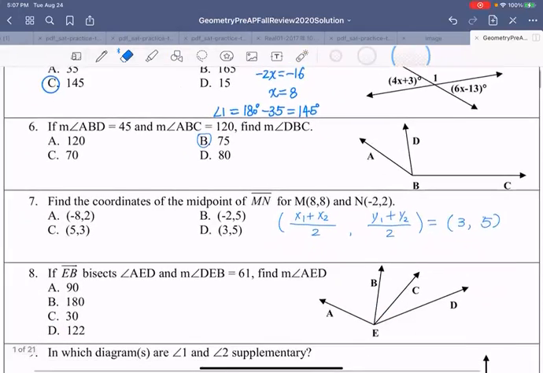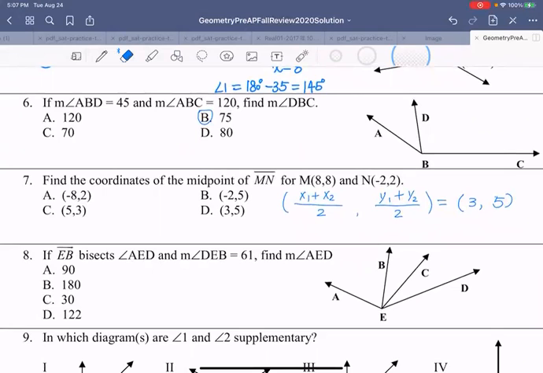Angela, let's read question 8, please. If line EB bisects angle AED and measure DEB equals 61, find the measure of angle AED. These two pieces are equal, right? And the DEB is 61, right?